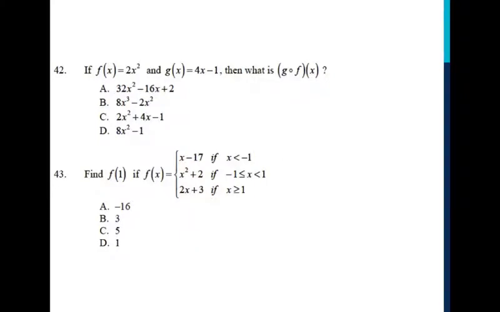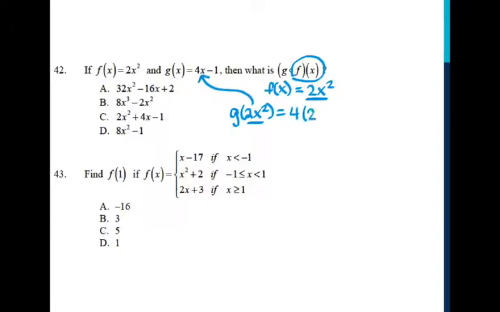All right, 42. If f of x equals 2x squared and g of x equals 4x minus 1, what is f of g of x? So that's the composition of functions. You're going to start with f of x first. I have f of x equals 2x squared, and that is going to get plugged into the g function. So now I'm finding g of 2x squared. I take 2x squared and plug it in for x into the g function. So that's 4 times 2x squared minus 1, which is 8x squared minus 1. So your correct answer for this is D.